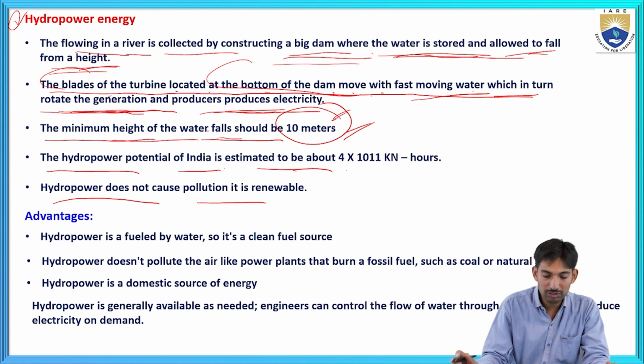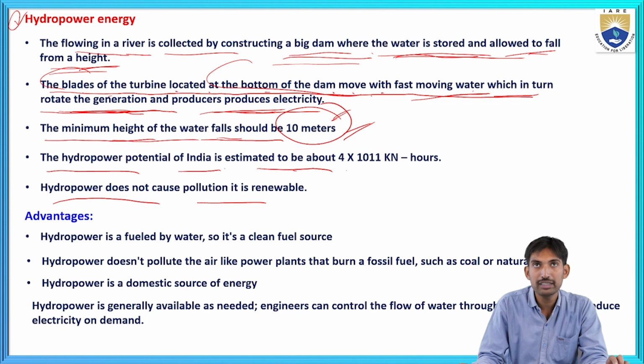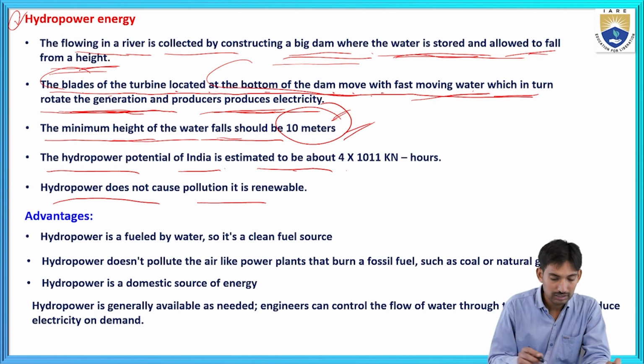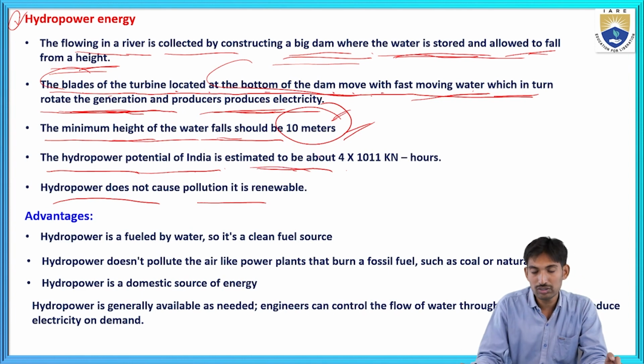The minimum height of the waterfall should be 10 meters. The hydropower potential of India is estimated to be about 4 into 10^11 kilowatt hours.